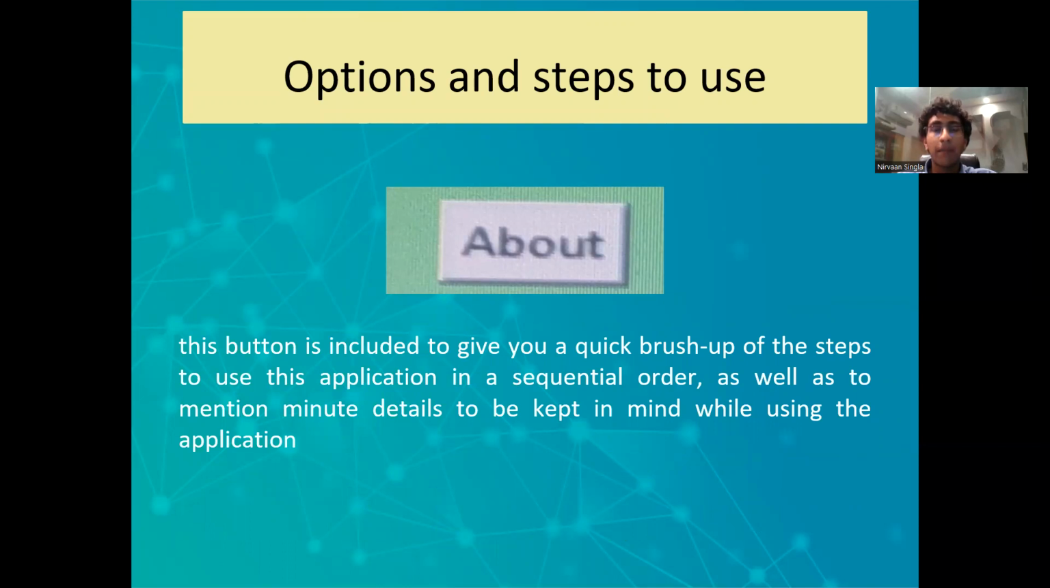The first button, About. Upon pressing this button, the user will be able to see all the details that he or she must keep in mind while using the application, and will also gain a quick brush up on the steps to use this application in the sequential order. Please note that when I say sequential order here, it means all the buttons on the application should be used in sequential order. You may not skip buttons or go to one button and then return to the earlier ones. This may result in hindrance of the working of the application. Every button must be used step by step, one after the other.